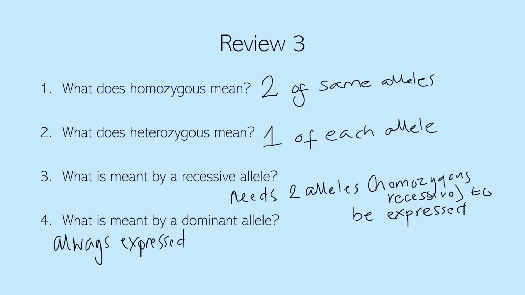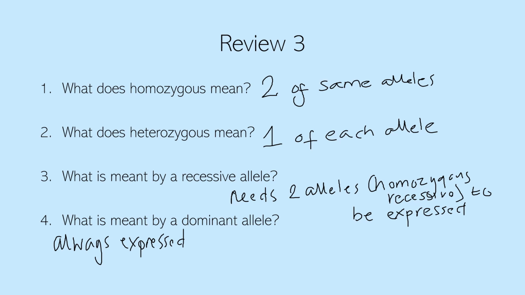Okay, so for the first question, what does homozygous mean? You should have said something like, it has 2 of the same alleles. So a homozygous genotype has 2 of the same alleles. A heterozygous genotype means that you have 1 of each type of allele. And what is meant by a recessive allele? So a recessive allele needs 2 alleles, or to be homozygous recessive, to be expressed in the phenotype. So we need 2 of our recessive alleles, or homozygous recessive, for this to be expressed in our phenotype.